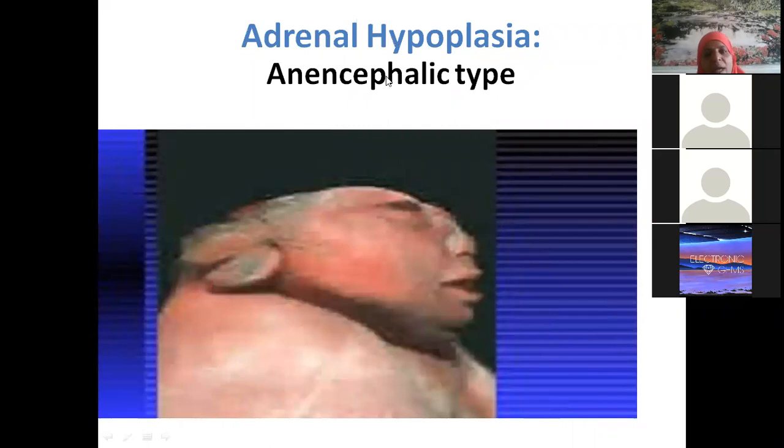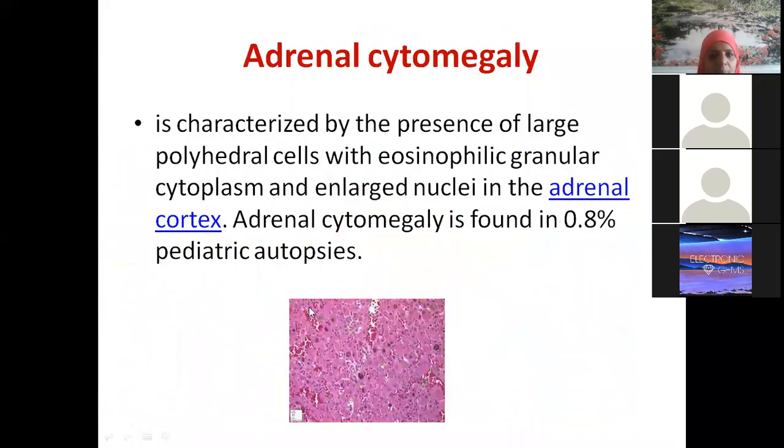So there is adrenal hypoplasia. Hypoplasia means, hyper means more, hypo means less. So that means the size of the gland is actually reducing. In such cases, newborn babies may have some birth defects. Like the head of the baby may not be formed properly. You call this condition anencephaly.